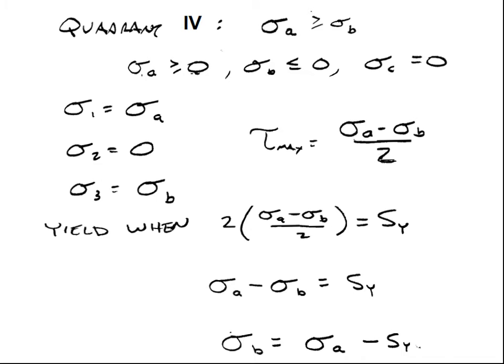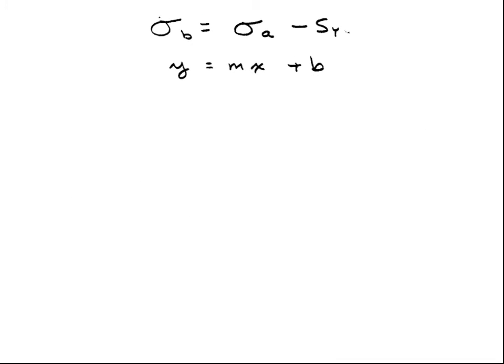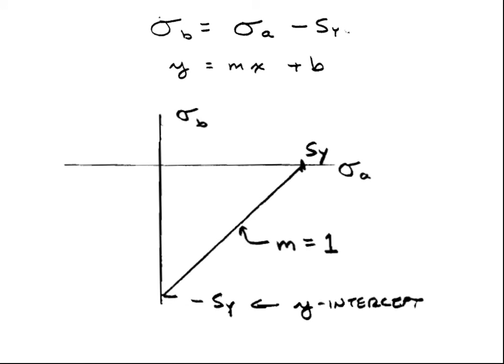Now, yielding occurs, again, when 2 times the shear stress is equal to the yield strength. And so the 2's cancel each other out, and we have this equation that we can write as sigma B as a function of sigma A. Sigma B is equal to sigma A minus the yield strength. Now, you notice that's in the form of a straight line, y equals mx plus b. In this case, m would be 1, and the y-intercept b would be minus S_y. So this is what our failure envelope looks like in quadrant 4. We get a straight line connecting the yield strength and the negative yield strength.